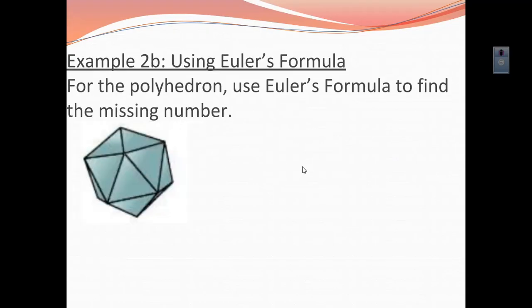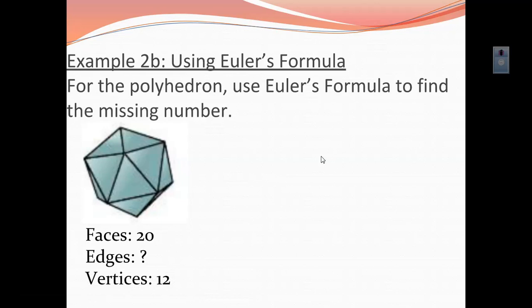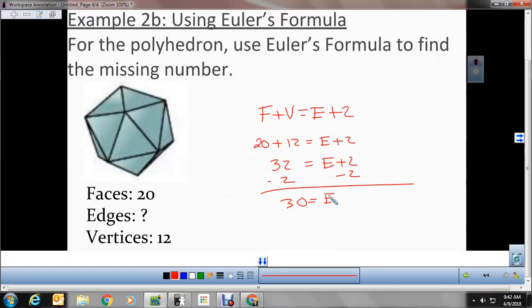For the polyhedron, use Euler's formula to find the missing number. We have 20 faces, we have a blank number of edges, and we have 12 vertices. So I want you to find the number of edges. So pause your video, come back when you're done.